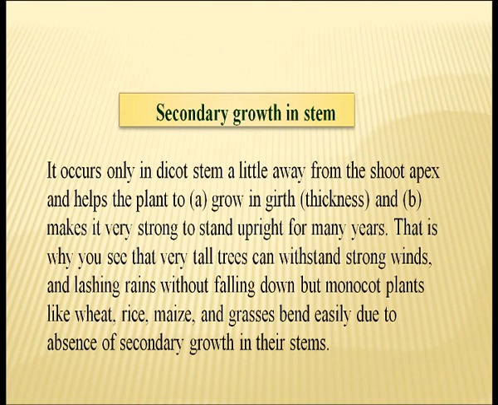This is why you can see that very tall trees can withstand strong winds and lashing rains without falling down. But monocot plants like wheat, rice, maize and grasses get easily washed off because there is no secondary growth in their stems. So, you get to hear that if there is heavy rain in the wheat crop, then there is a lot of loss happening and farmers are really suffering that loss, because monocots have weak stems and they fall down because of the rains, hence this loss.